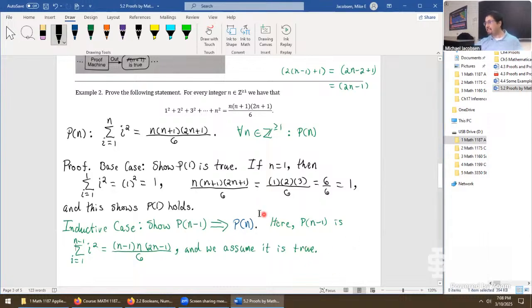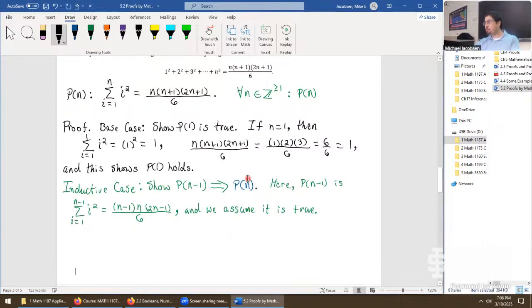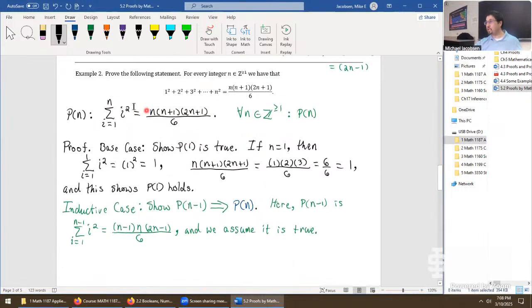Well, now back to P(n). We're trying to prove that the statement P(n) itself is true. So that means we would have to write out this whole thing. Let's write that out and say, next, P(n) is the statement.